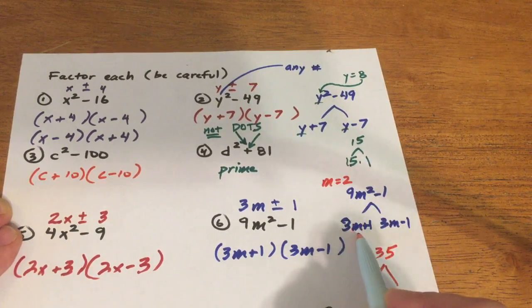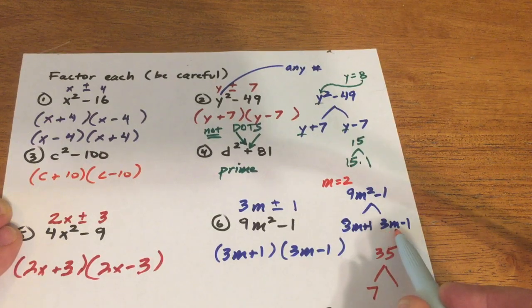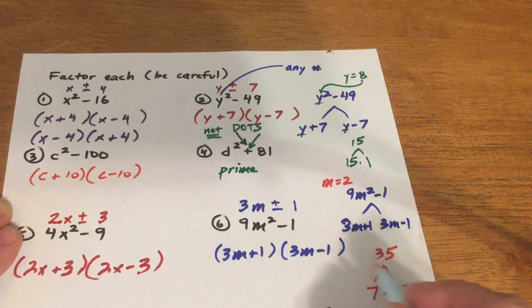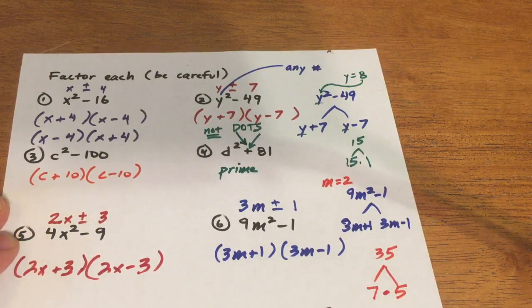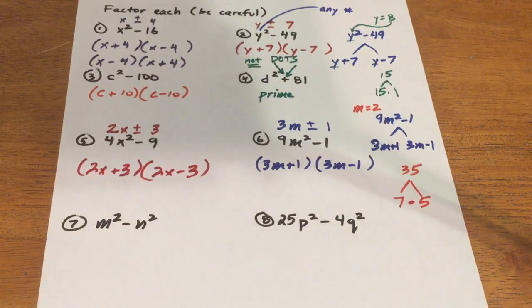Let's replace this m with a 2. 3 times 2 is 6. 6 plus 1 is 7. Let's replace this m with a 2 as well. 3 times 2 is 6. Minus 1 is 5. Does 7 times 5 give us 35? You bet. All right, let's go ahead and move on. I want you to try number 7 and number 8. So pause it, give those a try.